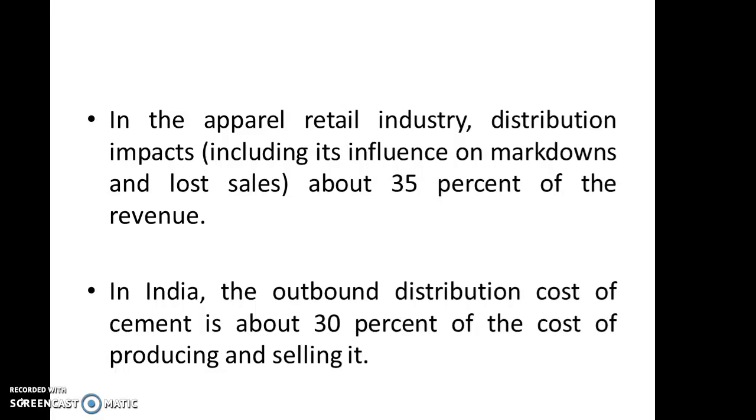And lost sales means the customer is looking for a particular product, but that particular product is not available in the shop. So you are losing that revenue. So these two cause the loss in the profit also. So the distribution in the apparel industry plays a vital role. And another example, in India, the outbound distribution cost of cement is about 30% of the cost of producing and selling it, because transportation of the cement costs 30% of the total cost of producing and selling it.